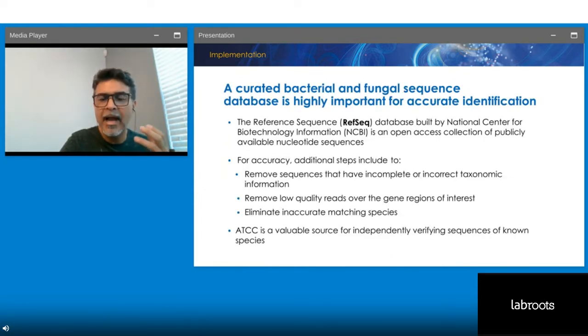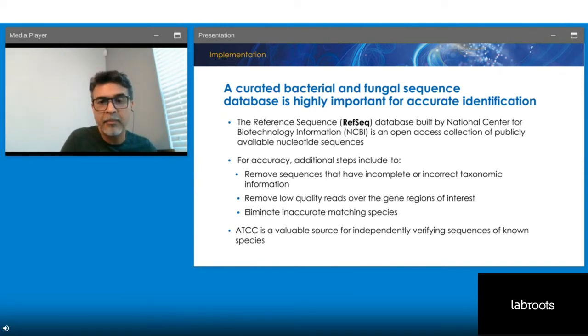So an accurate bacteria and fungi sequence is important at this moment. There is the reference sequence that we can find at the National Center for Biotechnology Information, or NCBI. It's an open access, public library where we can find sequences of nucleotides that can identify different organisms, bacteria or fungi. But it's important that when we take that information from the database, we are able to review and remove those sequences that are incomplete or those that have taxonomical information that is incorrect.